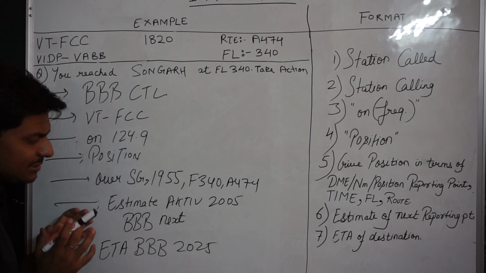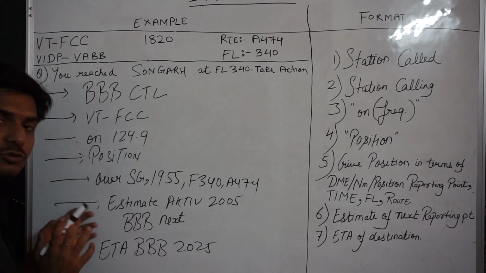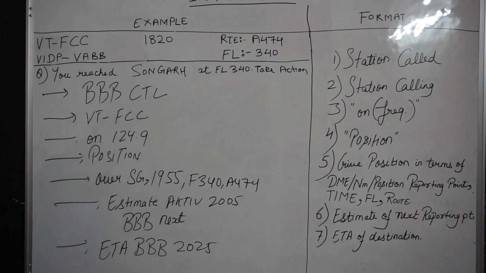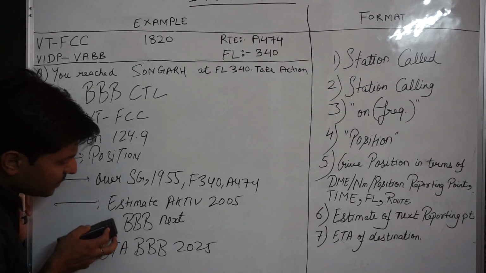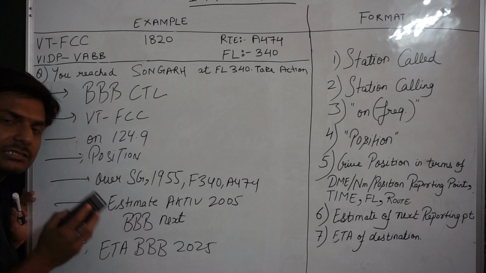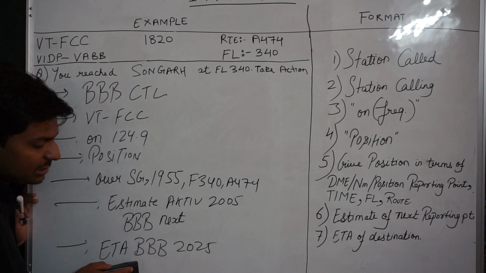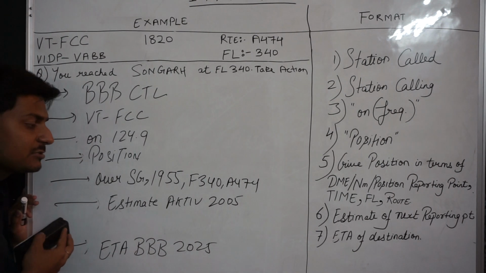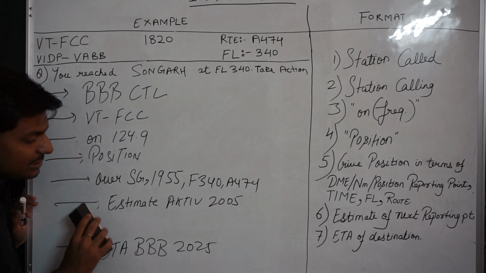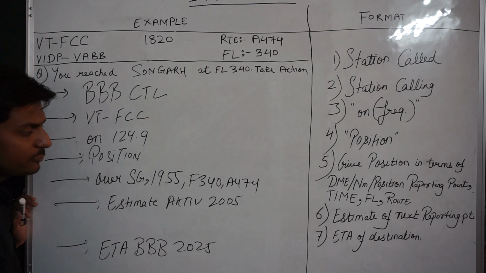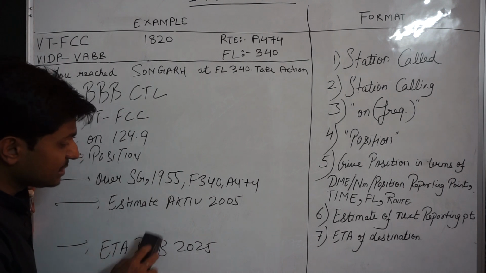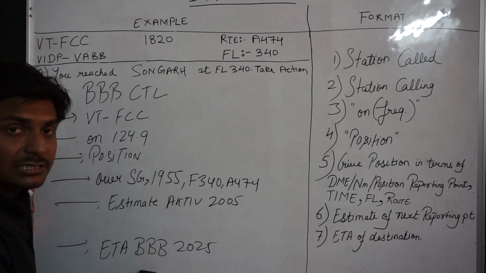So does it seem like something is wrong with it? Means we are saying something extra. So yes, we are saying one thing extra, which is Bravo next, because if you are reaching your destination, this part will go off. This is not required. Now you can say straight away estimate active 2005 and ETA Bravo 2025, if in case the very next point after your estimate is your destination.